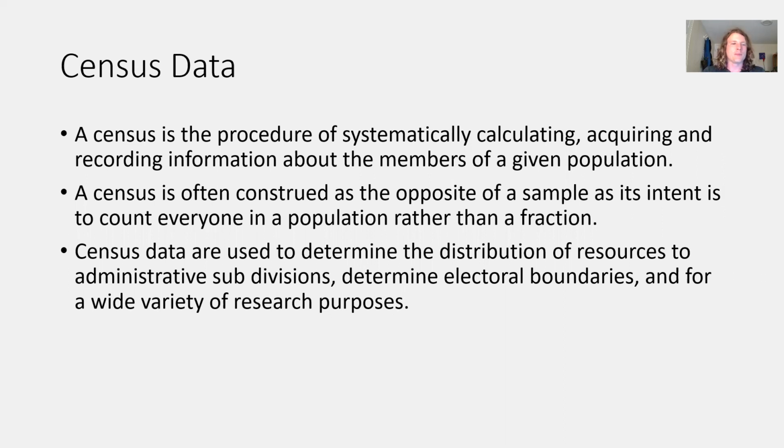So a census is often constructed as the opposite of a sample. I talked about sampling last week. That's where we take a subset of a population and use it to extrapolate and assume patterns about a broader population. Whereas the goal of the census is to count everyone in a population rather than just a fraction. So part of the goal is to just know how many are within the population, and then another goal is to collect certain demographic information about that population.